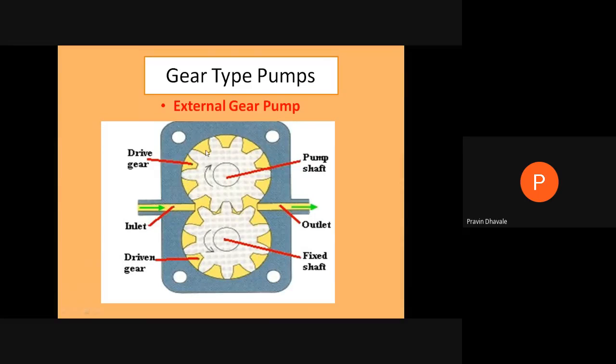And due to rotary motion, that pressurized fluid will be discharged at the outlet of the gear pump, where a fixed amount of pressurized fluid will be supplied to the discharge of the gear pump. This will be the external gear pump, right? Because these are meshing externally.